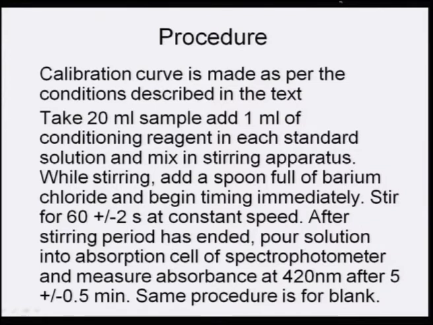After the stirring period has ended, pour the solution into the absorption cell of the spectrophotometer and measure the absorbance at 420 nanometers after 5 minutes. The same procedure is followed for brine. If sulphate is present, then it would give an absorption peak at 420 nanometers.